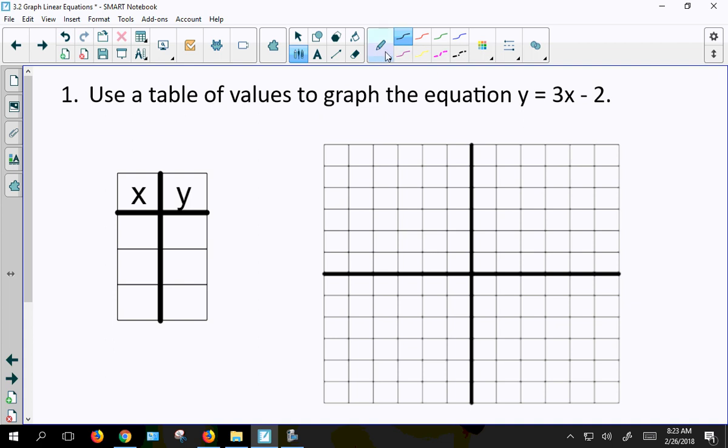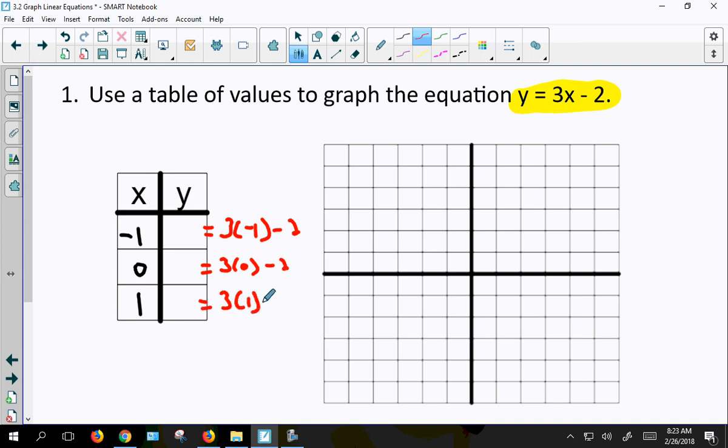Here is your function. Okay? Now, when I put something in for x, I get something out for y. So I'm going to use negative 1, 0, and 1. Well, negative 1 makes this. I'm going to put equals here. Then we go 3 times negative 1 minus 2. And then we go 3 times 0 minus 2. And then we go 3 times 1 minus 2.